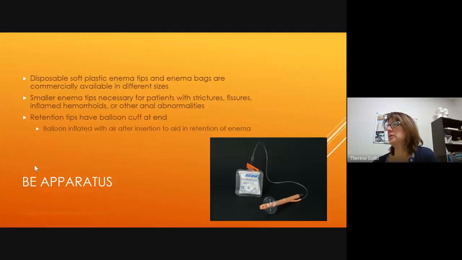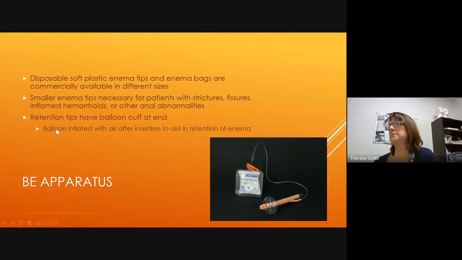Usually we use a soft plastic enema tip. It has an inflatable air tip on it to hold it in place. Smaller enema tips are necessary for patients with strictures, fissures, inflamed hemorrhoids, or other anal abnormalities. I would never enter a tip into any patient that has any kind of contraindications. That's something that the radiologist needs to do.